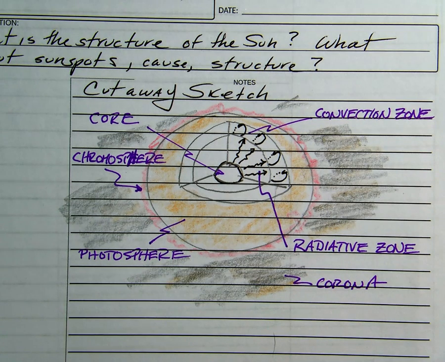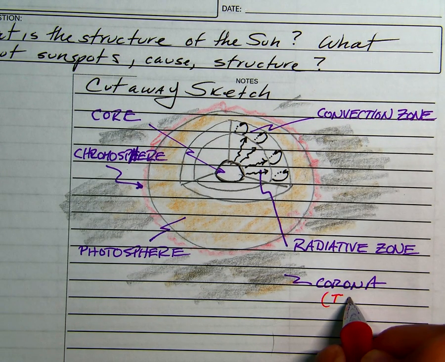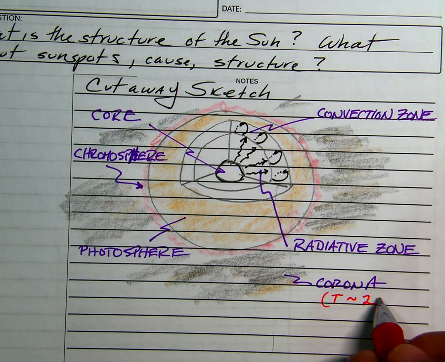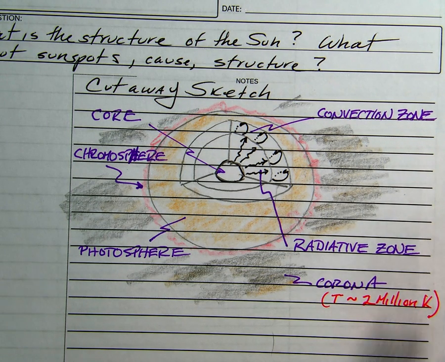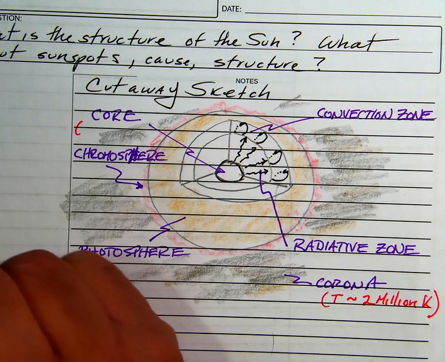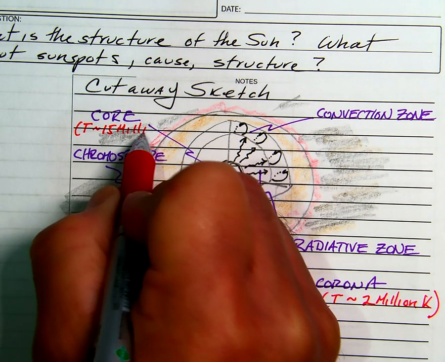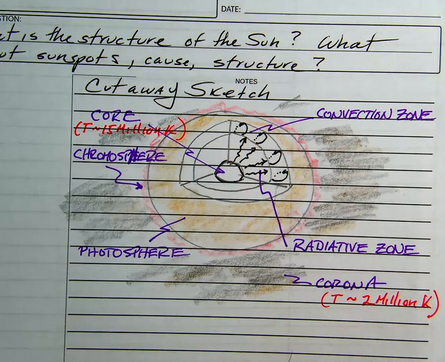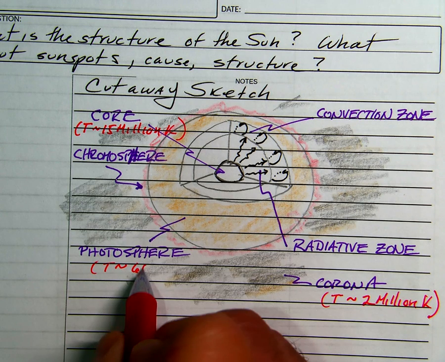Now I'm going to go ahead and use red to indicate some of the temperatures. The corona is approximately 2 million degrees Kelvin. The core is about 15 million degrees Kelvin, and the photosphere temperature is approximately 6,000 degrees Kelvin.